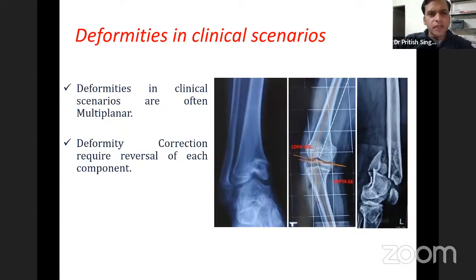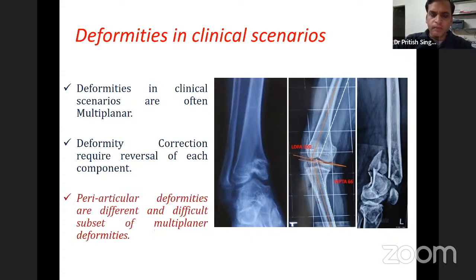So deformities in clinical scenarios are often multiplanar, periarticular deformities. And deformity correction requires reversal of each component of this deformity. Periarticular deformities are a bit different, and they also need very accurate correction in all planes.